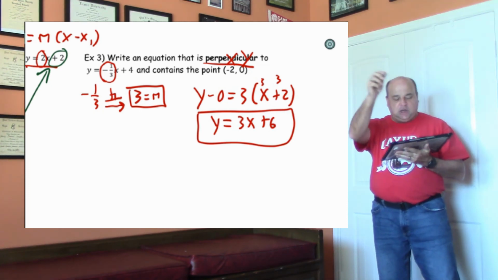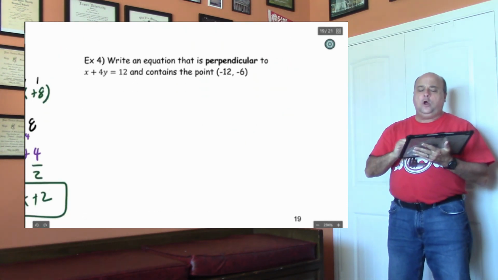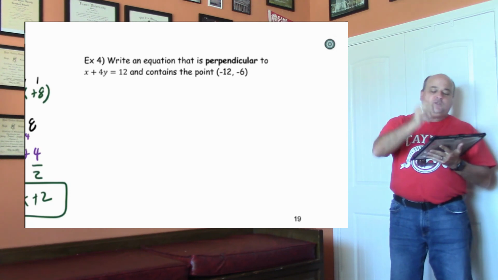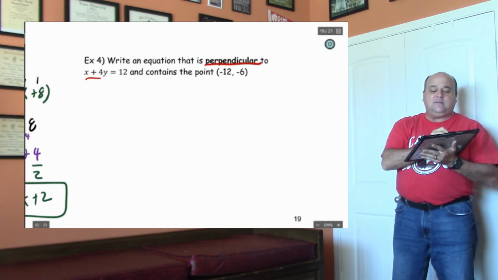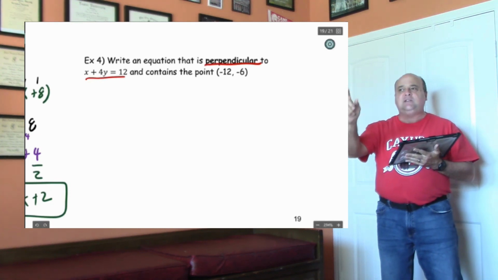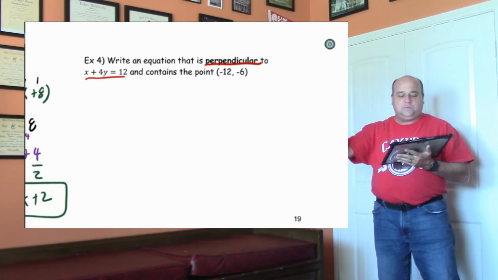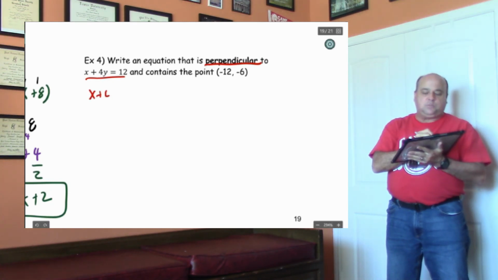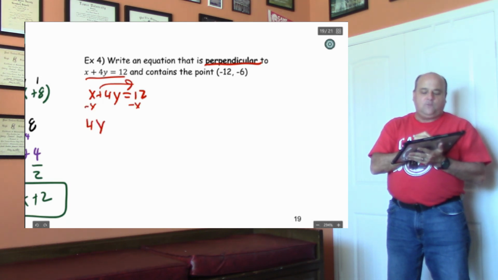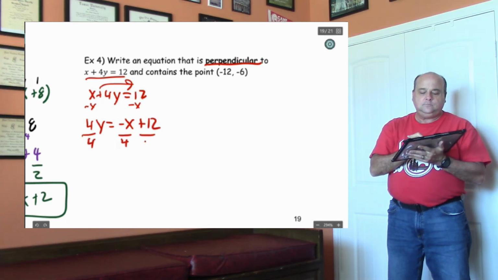Let's continue on to example 4. Okay, on this one we want perpendicular again, but we have standard, right? If you have standard, you got to switch it to mx plus b. So we're going to write down x plus 4y equals 12. Move over the x, subtract x from both sides. 4y equals negative x plus 12, and then divide by 4, right? So I'm going to get y equals negative 1/4x plus 3.